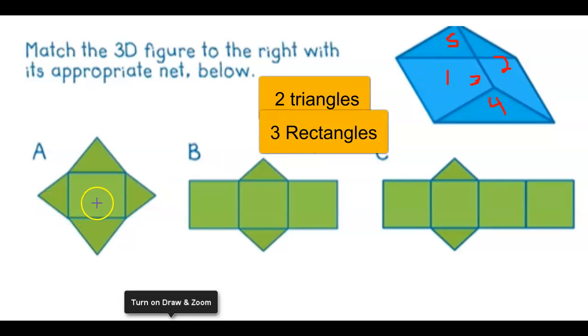So if we take a look at these different options, this has 5 faces, but it's got 4 triangles and 1 rectangle. This has 3 rectangles and 2 triangles. That looks about right. This one has 2 triangles, but it's got 1, 2, 3, 4 rectangles, so it would have an extra rectangle. So that means that the right choice is B.